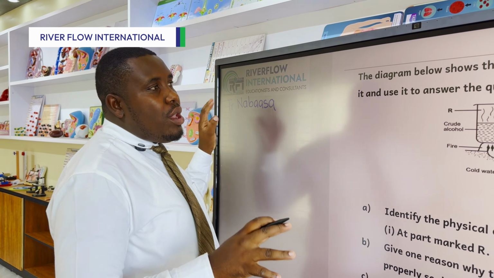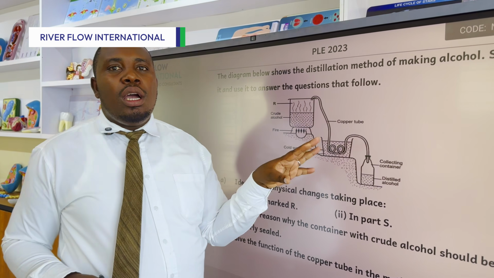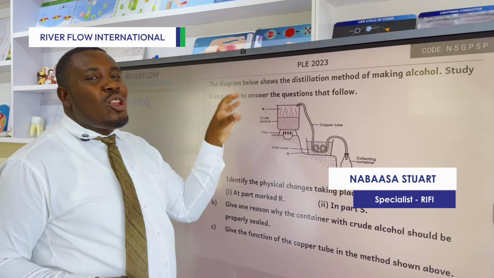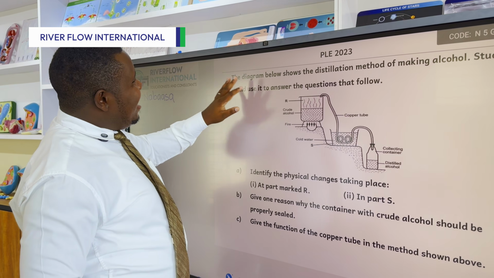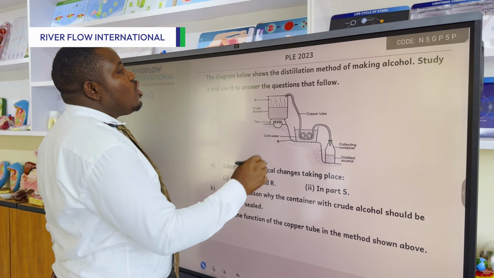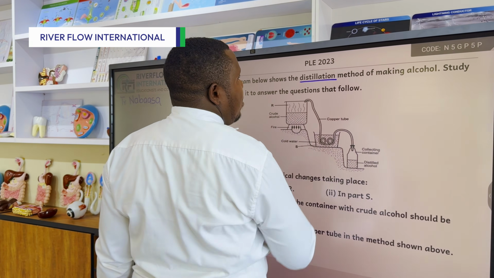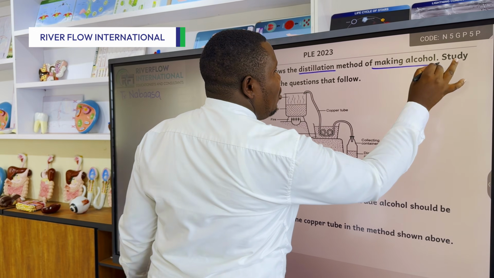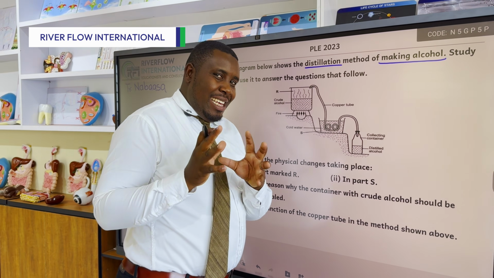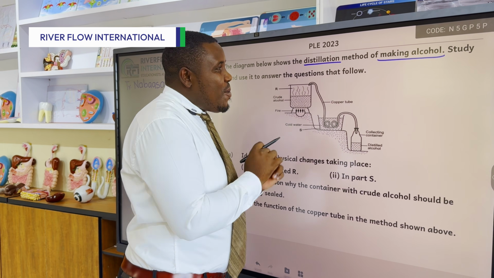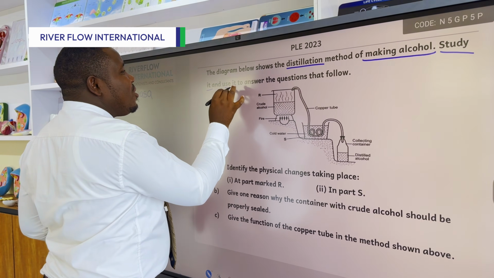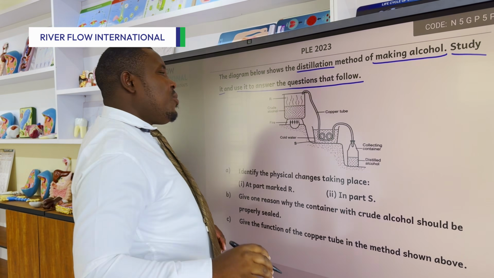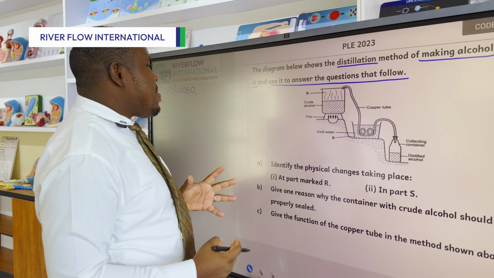And today we are going to look at this question, which was in PLE 2023, just recent, three years ago. The diagram below shows the distillation method of making alcohol. Please, people who take alcohol, you need to learn more about this. Study it and use it to answer the questions that follow. Now let's study the diagram.